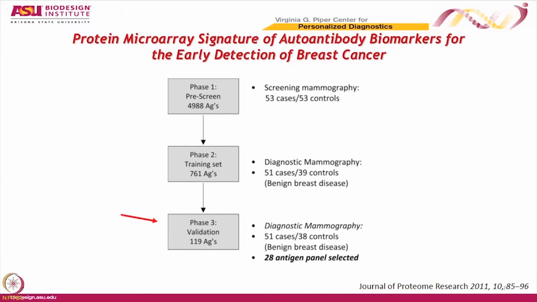And then we did a third phase, saying these women were different from these women, and these women were different from both of these women. And this was the final validation, so 3 phases of validation. In this case, we did it blinded, so we didn't know who was what. And then we identified 28 antigens that even blinded were predictive of breast cancer.